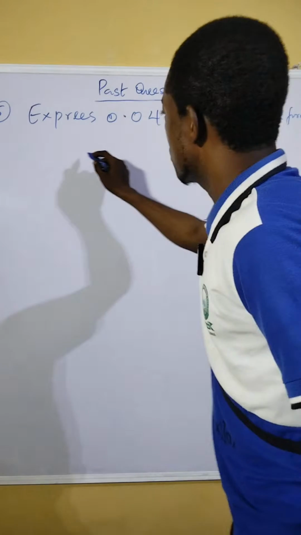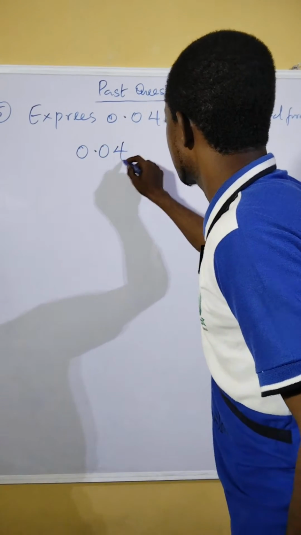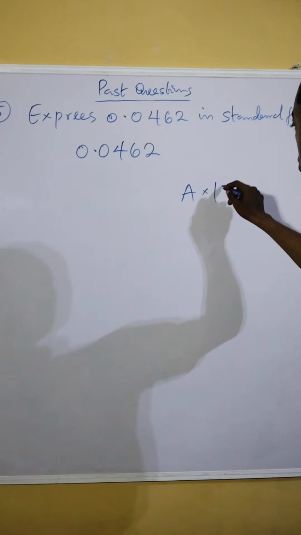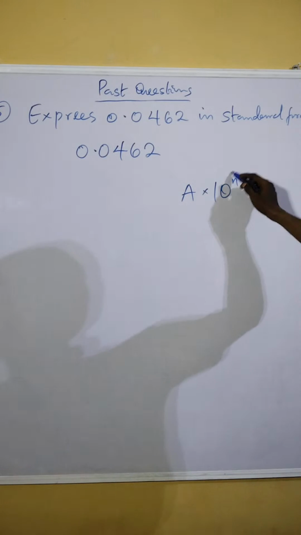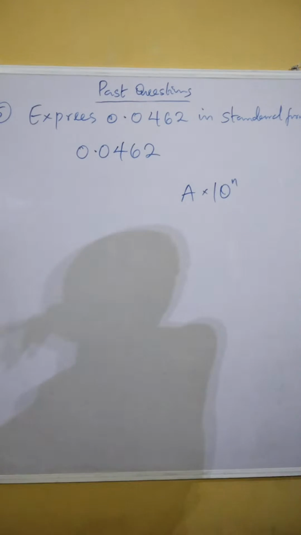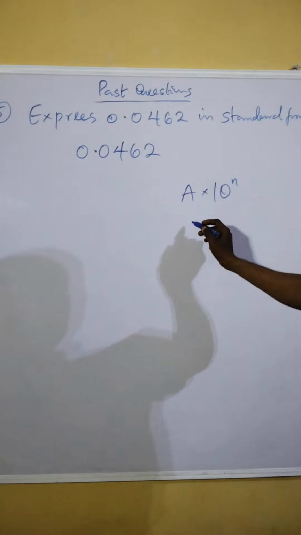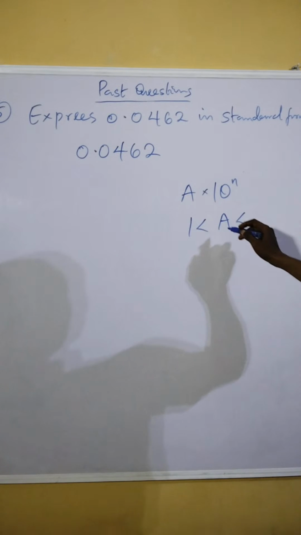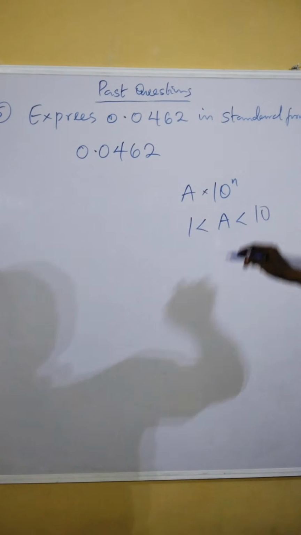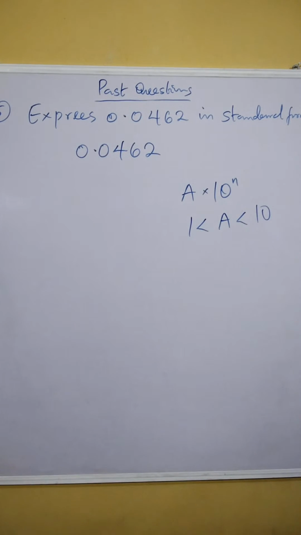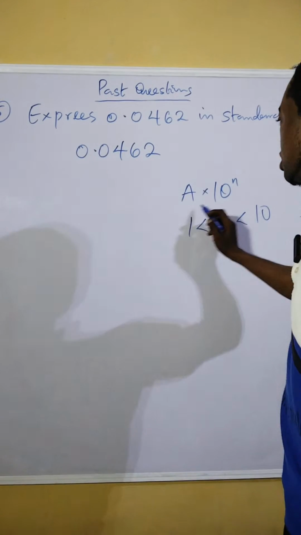Now, what we have is 0.0462. For standard form, a number can be written in the form a times 10 raised to power n. Here, n could be positive or negative, so it depends. But a here is a number between 1 and 10. It is greater than or equal to 1 but not up to 10. So it falls between 1 and 10.